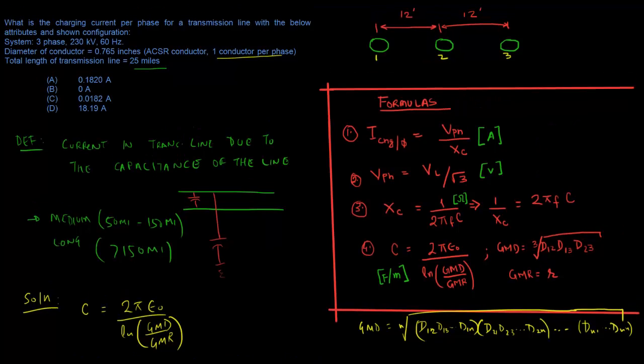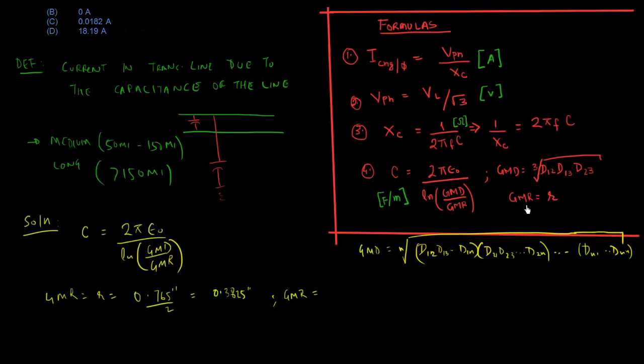Similarly, if we go to calculate the GMR, the distances here I think are 12 feet. So 12, 12, and then we have 24. So D1 to 2 is 12 feet, D1 to 3 is 12 plus 12, 24. 2 to 3 is 12 feet again. And this is cube root.